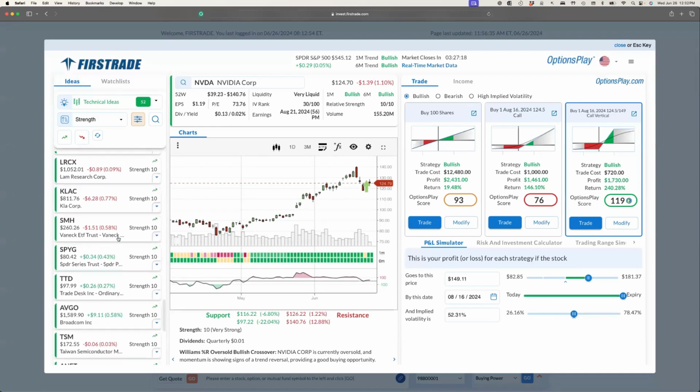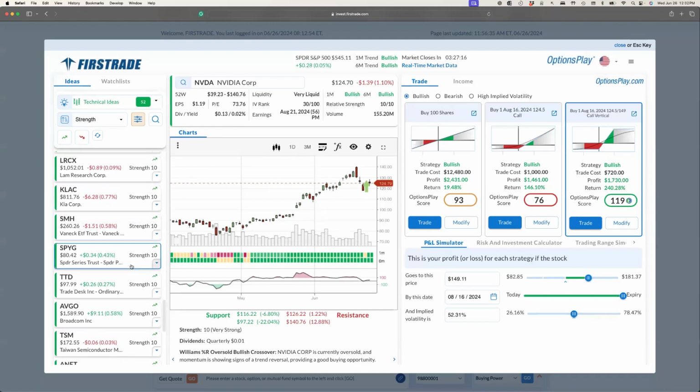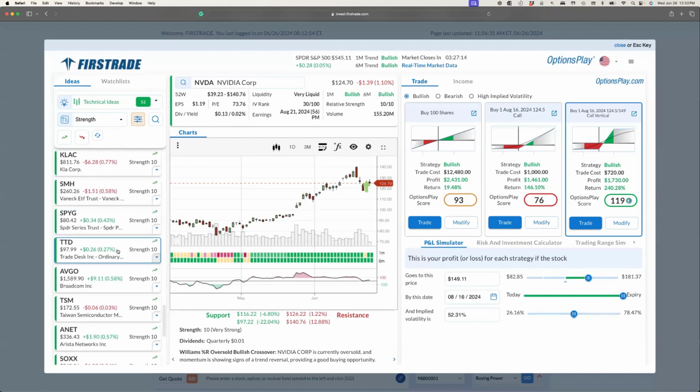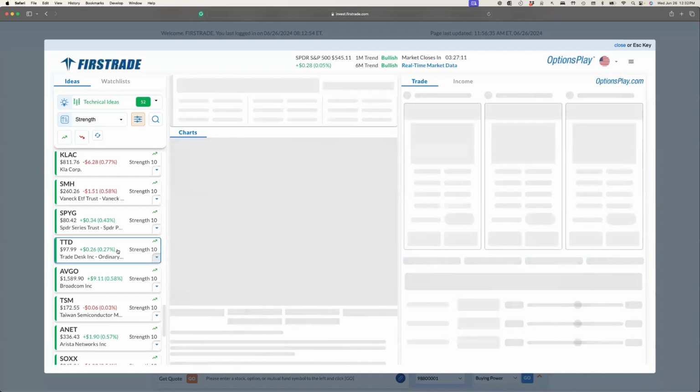Lam Research, really a lot. SMH, which is the semiconductor ETF. Trade Desk is not a semiconductor stock. Let's take a look at Trade Desk here.